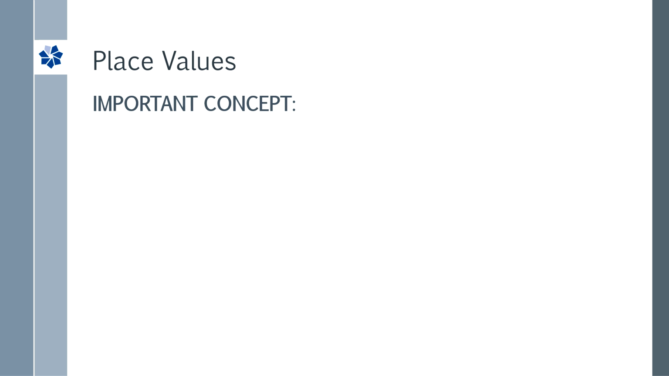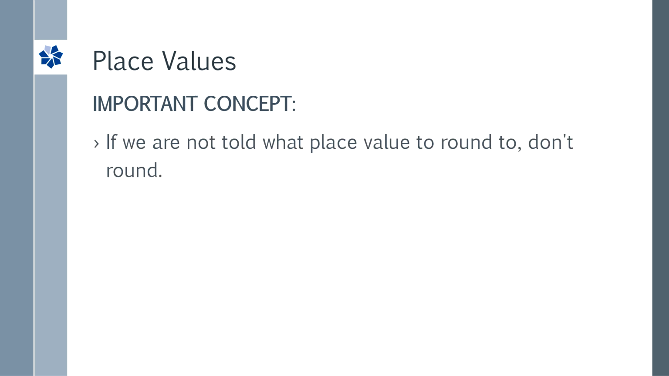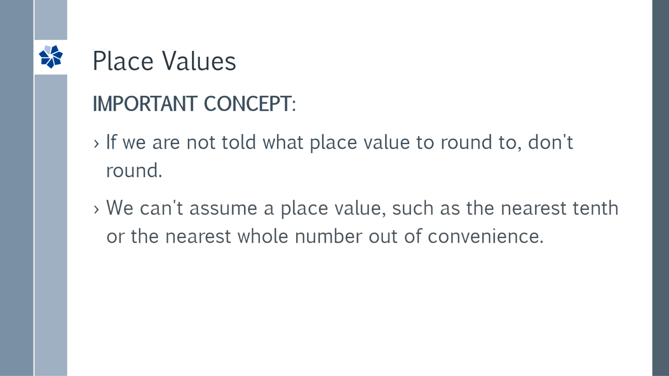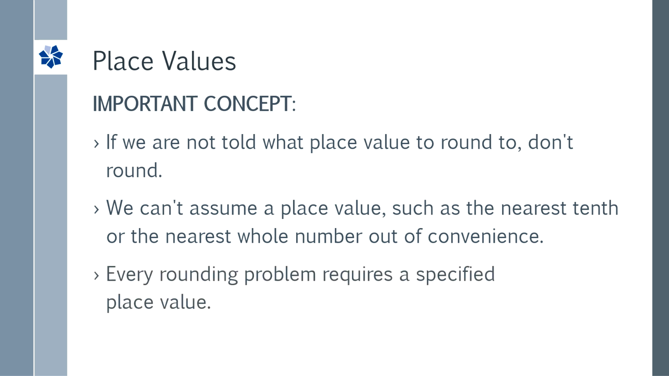Very, very important. If we are not told what place value to round to, it is incorrect to round. You can't just assume one, such as the tenths place or the whole number place, out of convenience. If you're not given a place value, you cannot round. Every rounding problem requires a specific place value. That's the biggest mistake I see with this. Students just say round this number and they don't give a place value.